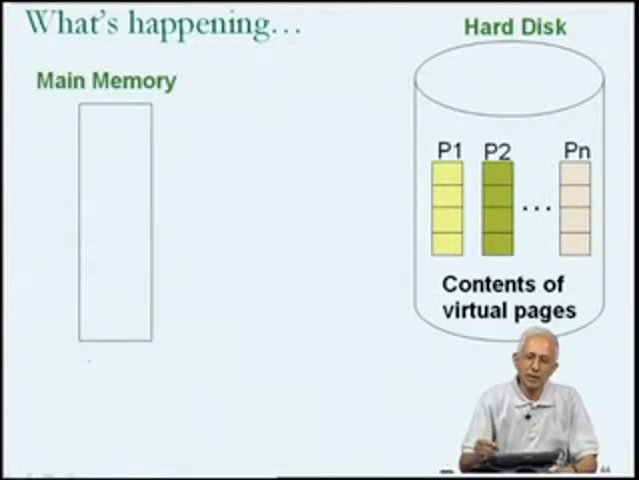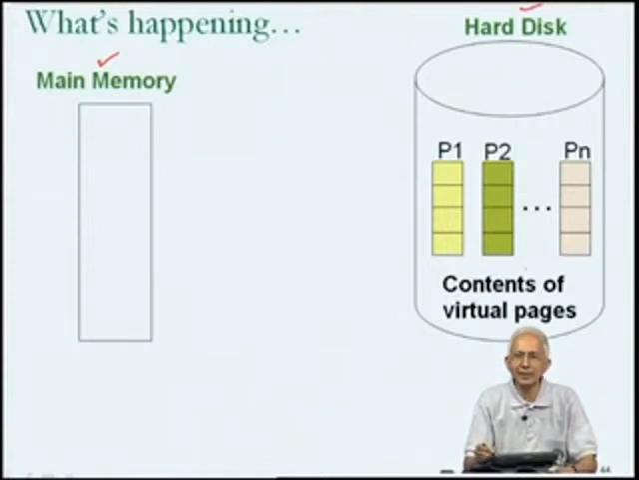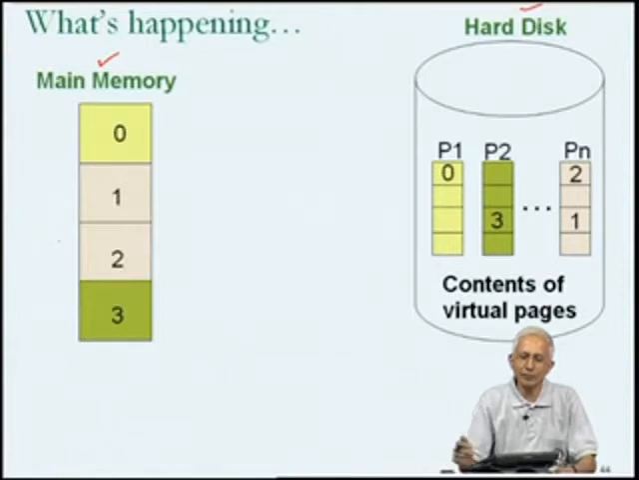Just note, I'm not talking about virtual address spaces anymore. I'm talking about the hard disk, which is a real part of the computer system. I'm talking about the main memory, which is a real part of the computer system. Okay, so the fact of the matter is, as I said, some subset of these virtual pages which are available in terms of their content on the hard disk will be present in the main memory.